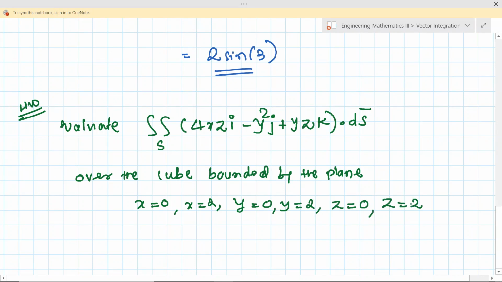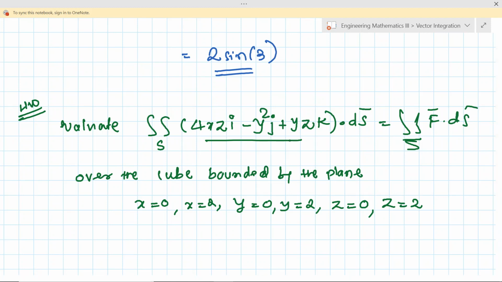Okay, so these are the planes we need to work with. The limits of x, y, z are 0 to 2, 0 to 2, 0 to 2, and you just need to find del dot f bar here. This is the same as the double integration of f bar dot ds bar over S, and this is nothing but our f bar. Find out del dot f bar, and then use the divergence theorem and apply the limits.